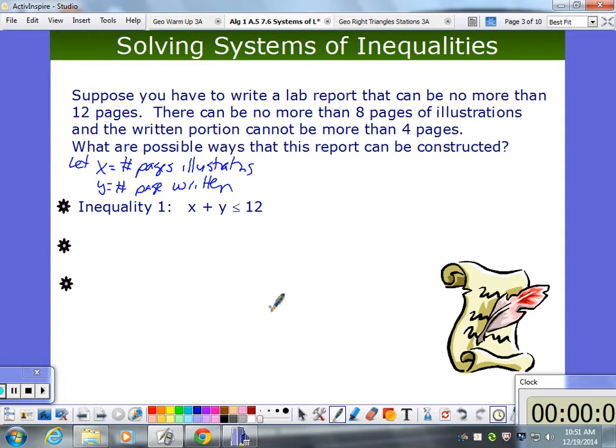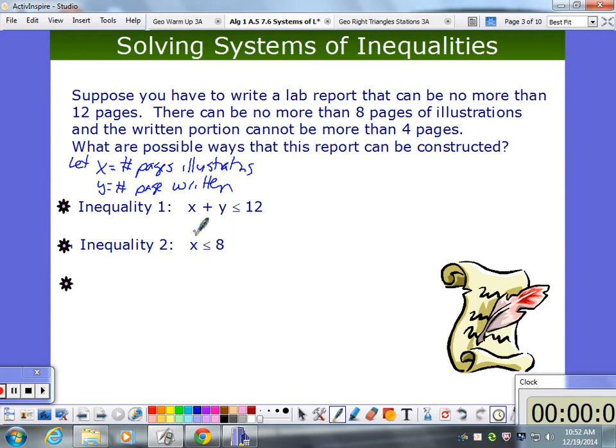All right, is there any other things we can think of related to this sort of situation? I want a different inequality now. What else do we know? Can't have more than 8 pages of illustrations. What do you think? Well, let's have it about x, right? Because x is how many illustrations. x is less than or equal to 8. Number of illustration pages has to be less than or equal to 8.